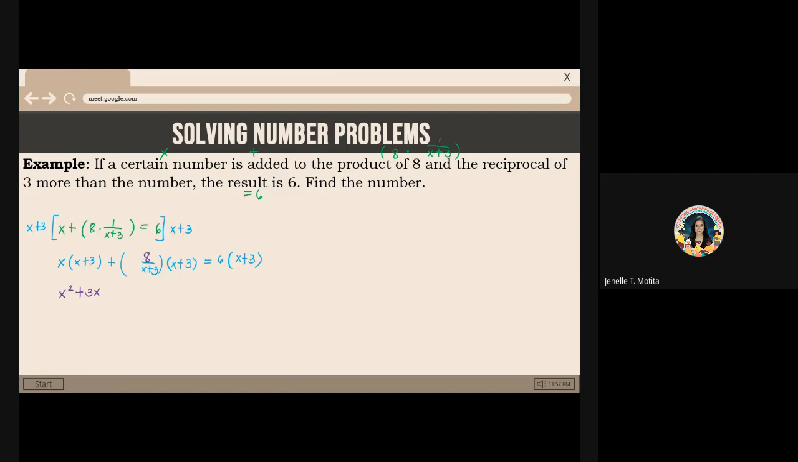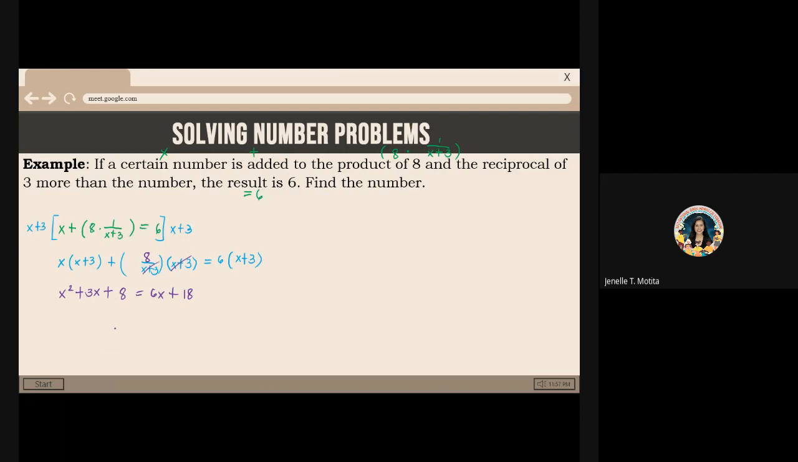Okay, 8. Because of the rule in multiplying, no po, numerator times numerator. Since you have here your denominator as 1, and dito na siya x plus 3. So multiply this 8 over x plus 3 times x plus 3. So you may just cancel the numerator and denominator here. So we'll just have x squared plus 3x plus 8 is equal to 6 times x plus 3. You will have 6x plus 18. Okay. Now we're done with simplifying this.